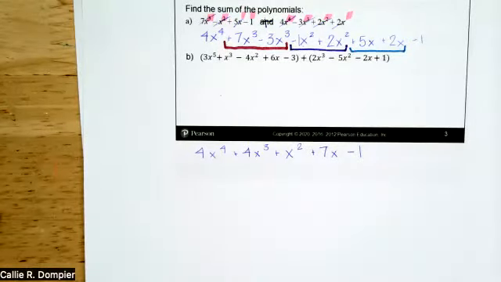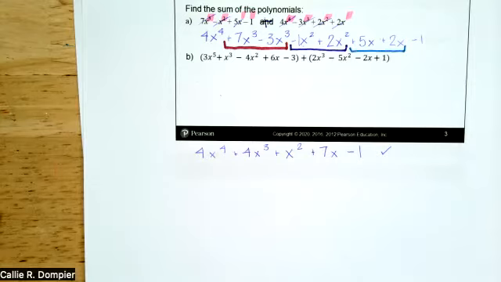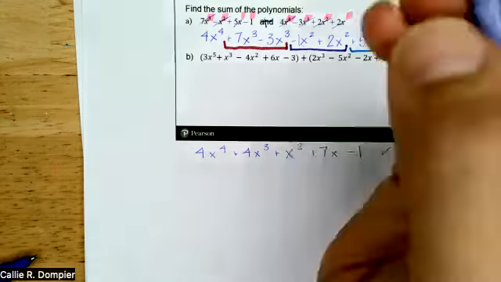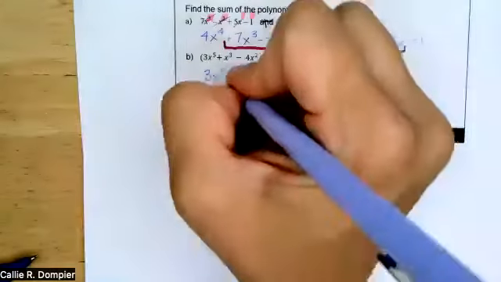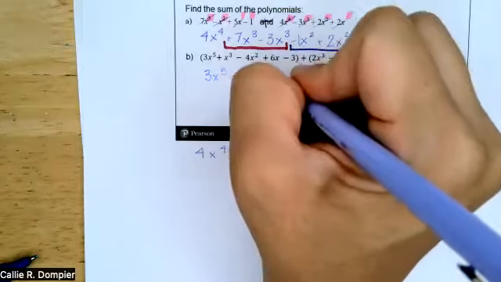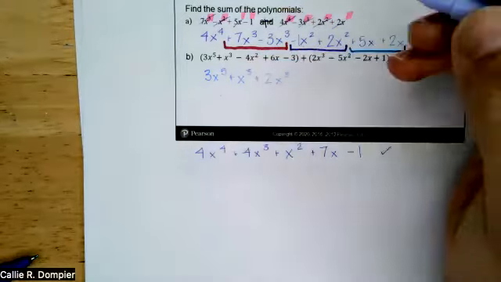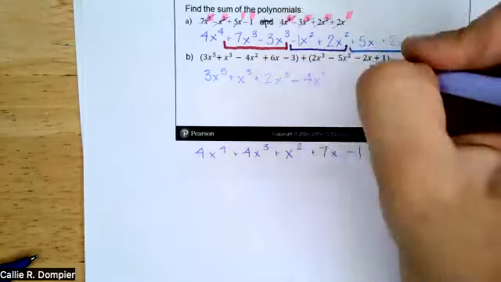Any questions, or did I make a mistake? I might have made a mistake. 4x to the fourth plus 4x cubed plus x squared plus 7x minus 1 for A. Good. All right, same thing for B. We'll just take 3x to the fifth plus x to the third plus 2x to the third. And if you're better at this than me, you don't have to do all of these steps. When you're taking notes, only take the notes you need, okay?